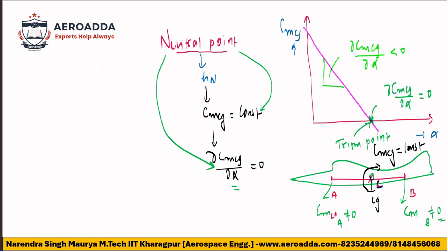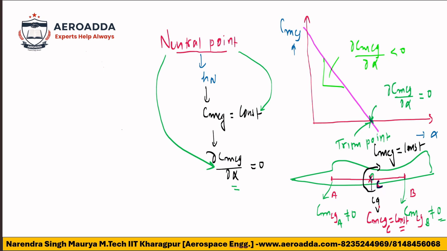So I can say CMCG, the pitching moment coefficient about CG, because you have calculated it. At A, is it constant? No, it is not. At B, it is not constant. But if you say CMCG at C is constant, yes, it is. So if it is constant at point C, then this point will be called the neutral point. Even though CMCG, pitching moment about CG at point A, you are correct, but if you check here, that moment is changing. It is not constant at point A.